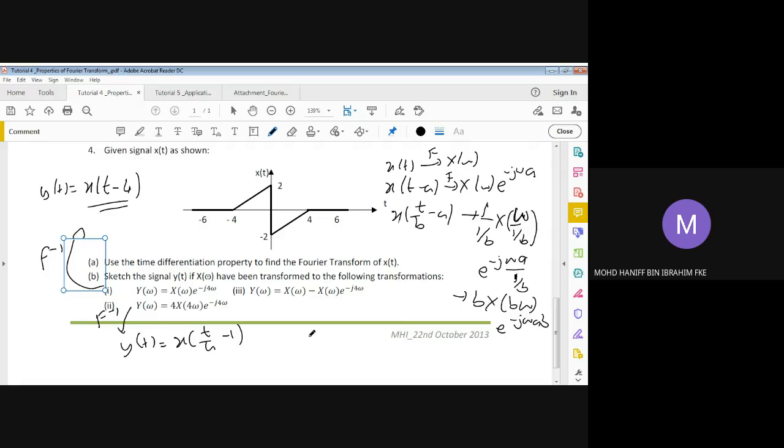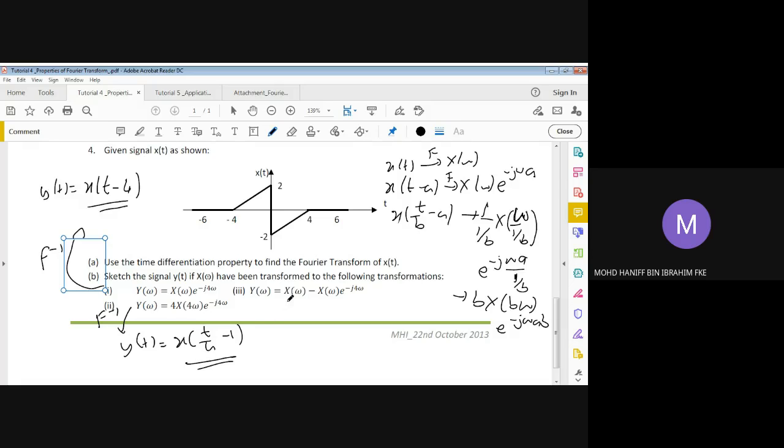Based on this, when we compare the two expressions, b equals 4 and a equals 1. That's why we have x(t/4 minus 1). Hopefully it's clear why we have t/4 minus 1. Again, to sketch y(t), we have done this in chapter 1: shift it first and then do the scaling. That's done for question 2.